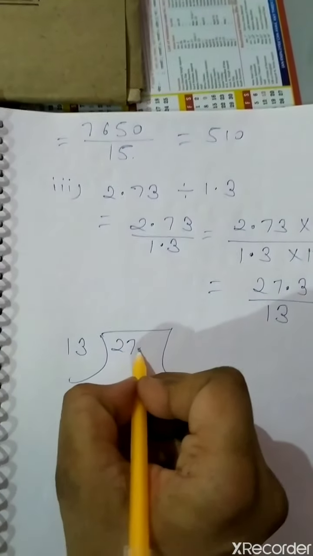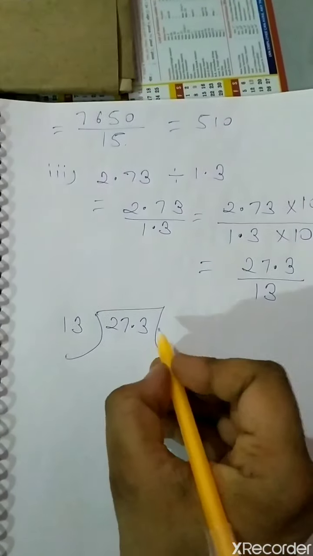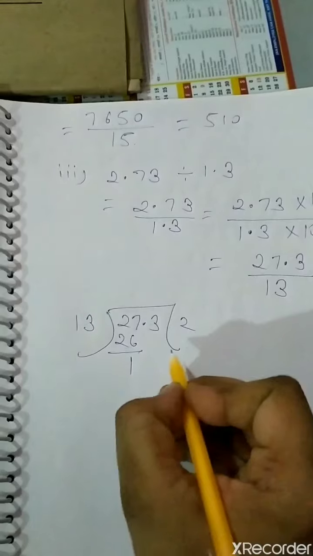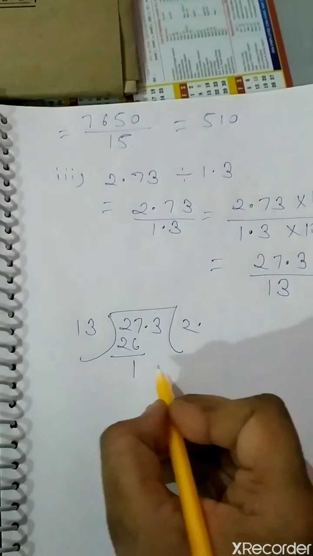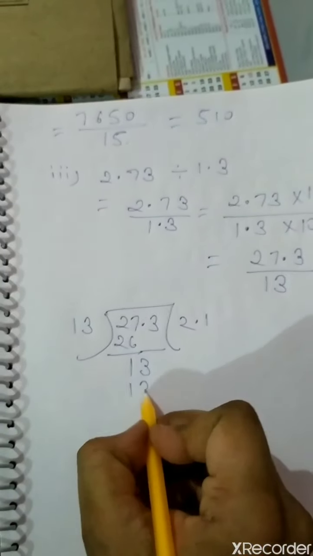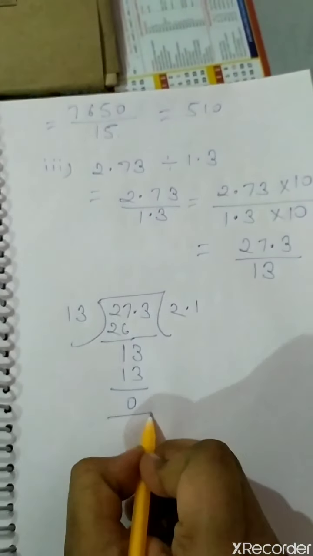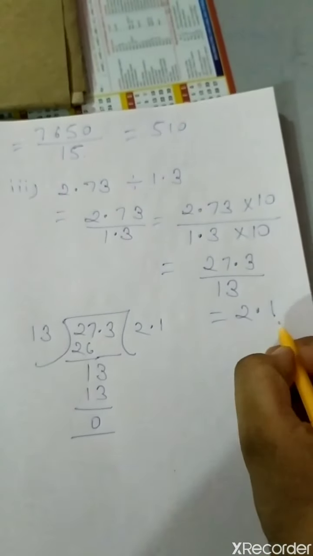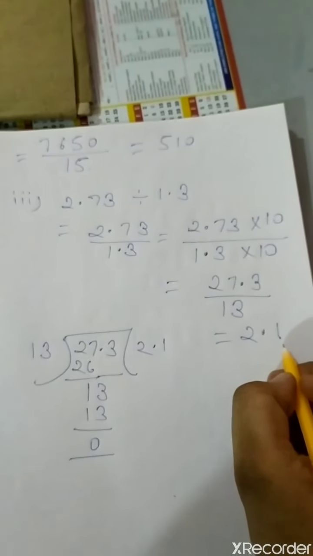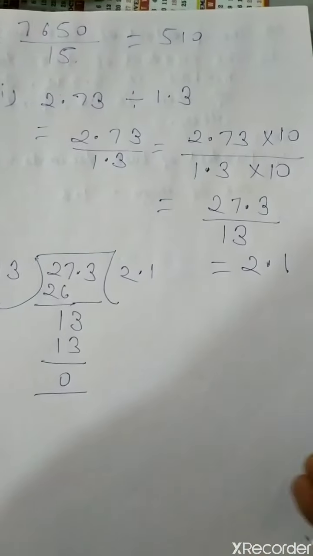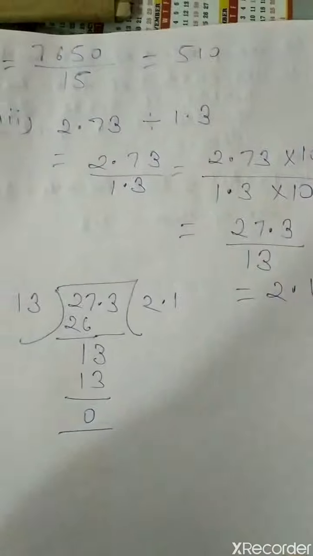27.3 with 13. 13 into 2 times 26, 1 is remainder, and now after the decimal point, 3 comes down. Then 13 into 1 time 13, that will give 0 as remainder. So the number is 2.1. This number will give you the result 2.1. Yes, now some word problems we will see.